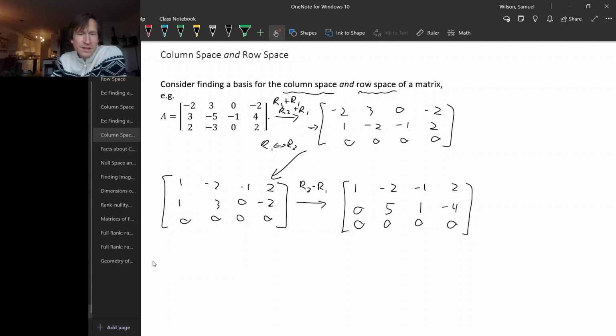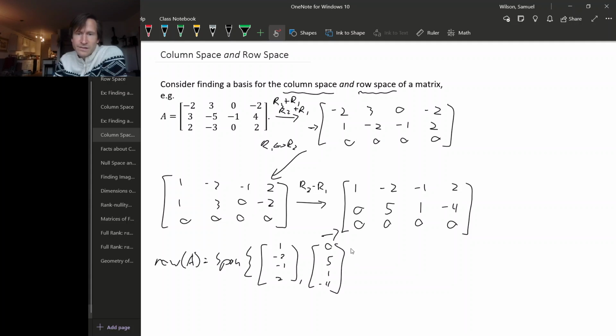So this tells us, for one thing, that the row space is the span of, right, these row operations didn't change the span of the rows, so the original row space is the same thing as the span of these rows, but the first 2 rows are clearly a basis for that. So 1, minus 2, minus 1, 2, and 0, 5, 1, minus 4 gives us a basis for the span of the rows. All right.